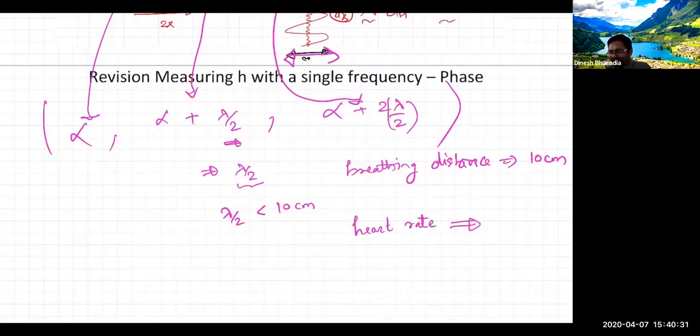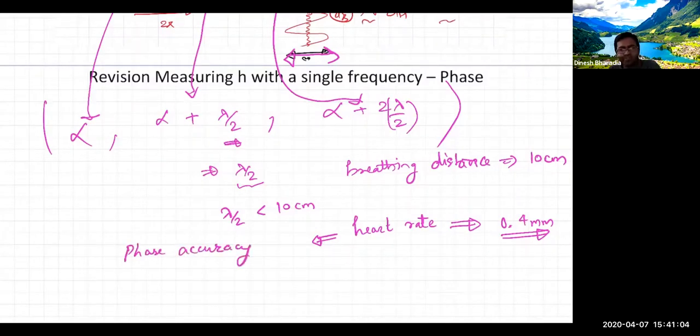And this is somewhere around, let's say, 0.4 millimeter. What does that mean, to have 0.4 millimeter resolution? Can anyone tell me what it would really mean here? What it would mean is, what should be accurate? The phase accuracy should be less than this 0.4 millimeter equivalent. Tell me what this means, guys.